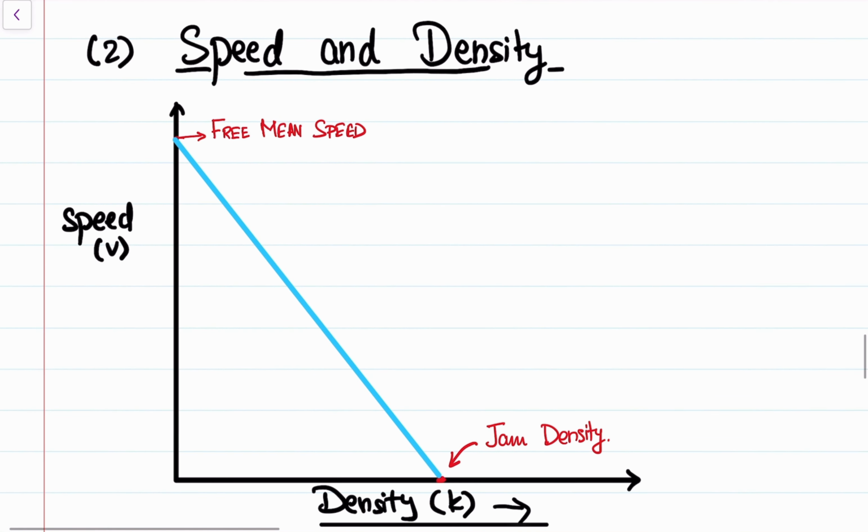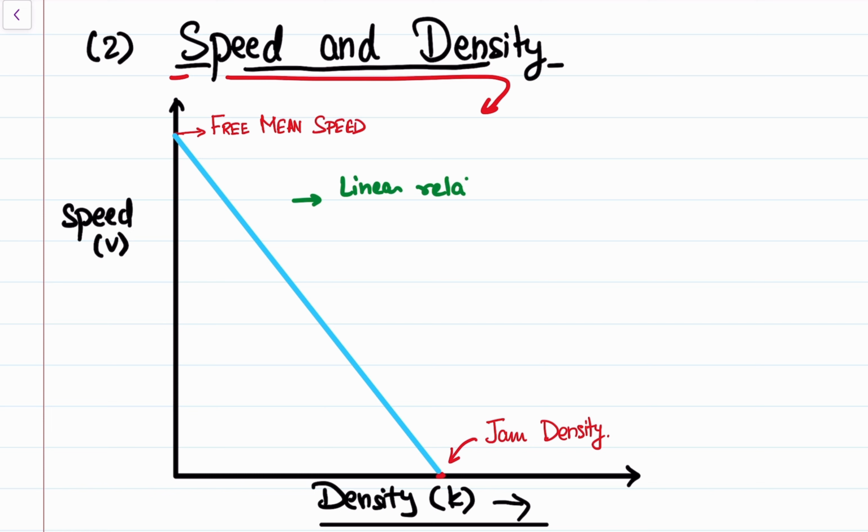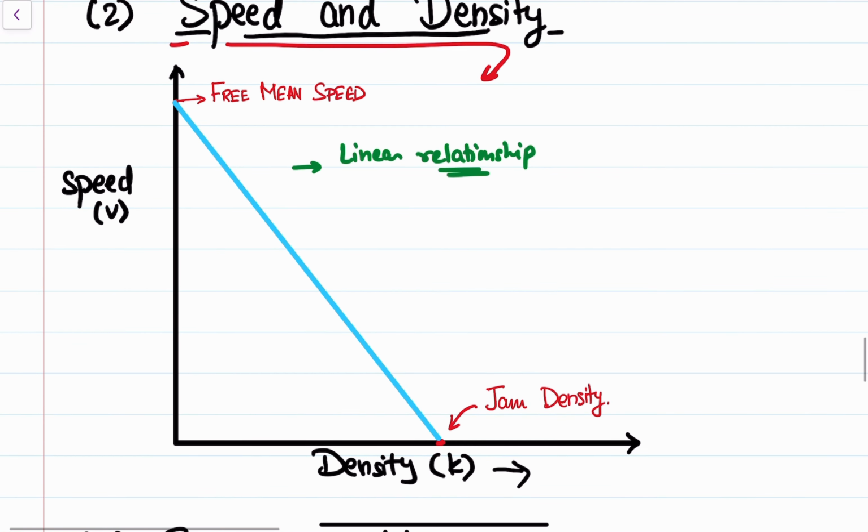Now let us move to the next parameter, that is speed and density. From the flow diagram shown here, we can see that more or less a linear relationship is observed. This is a simplified version, right? If we plot a graph between density and speed, more or less we will get a linear relationship.